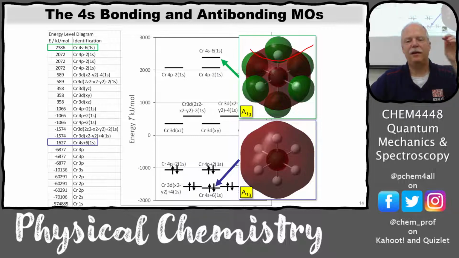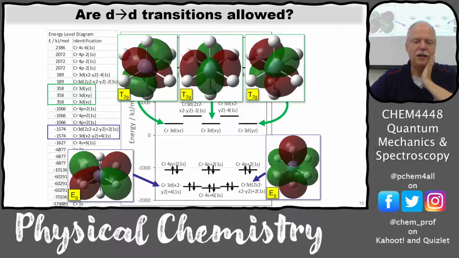So if we were to add enough electrons in here to populate all those antibonding orbitals, then this molecule would fall apart. Okay. And so let's talk about the d to d transitions. We talk about d to d transitions being the source of the colors in these transition metal crystals or in solution. And so let's look to see if those are populated or if those are allowed.